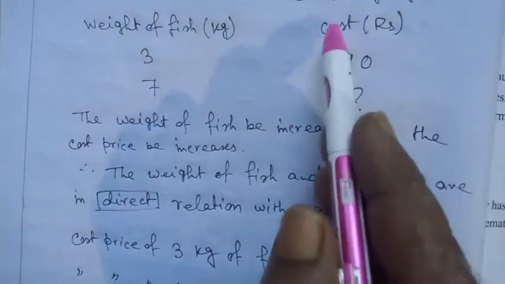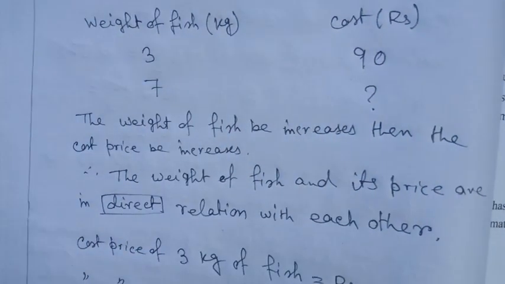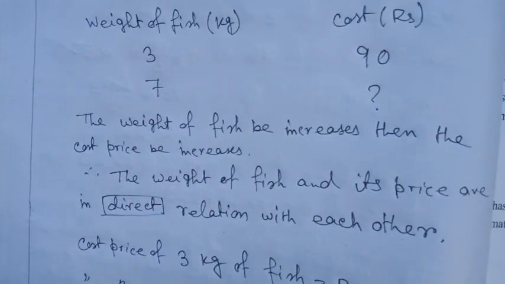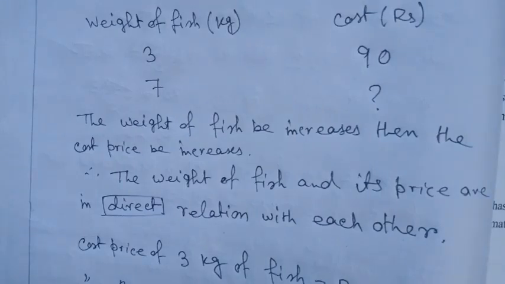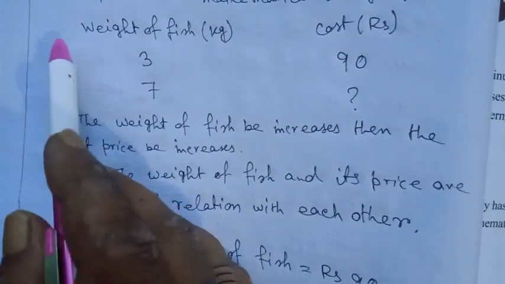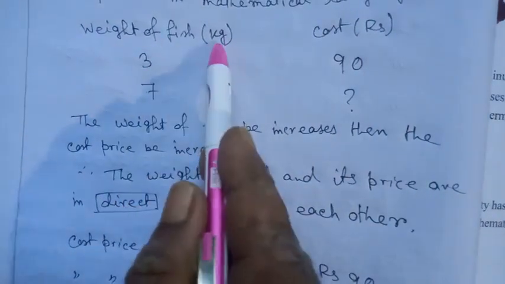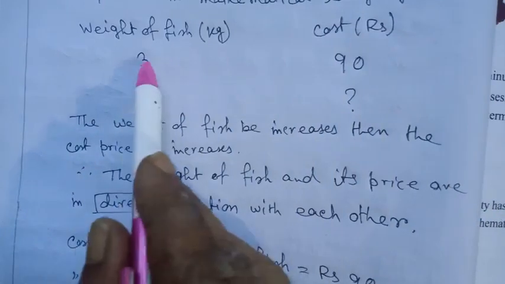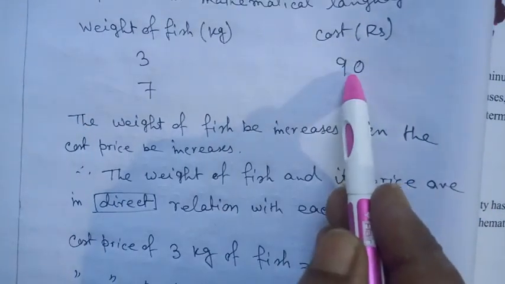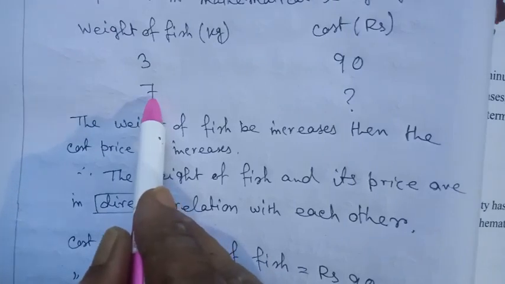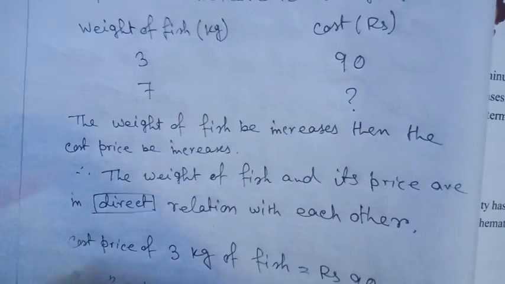The problem in mathematical language, you may use this or not. For this one there is the rule of 3 method, but rule of 3 is not in class 5. First learn about the unitary method, then you may also learn about rule of 3. Okay, that's later on. The problem in mathematical language: the weight of a fish is given in kg and cost in rupees. Weight is 3, cost is 90, it is given. And when the weight of the fish is 7 kg, then what will be the cost price? You have to find out.